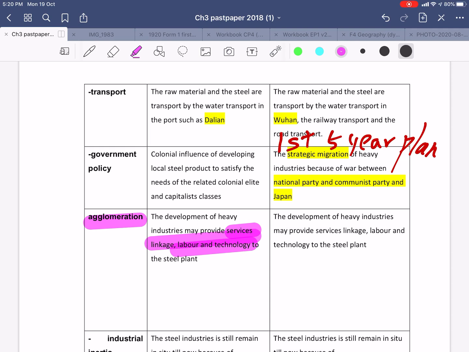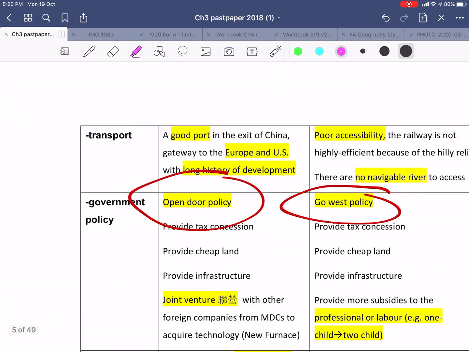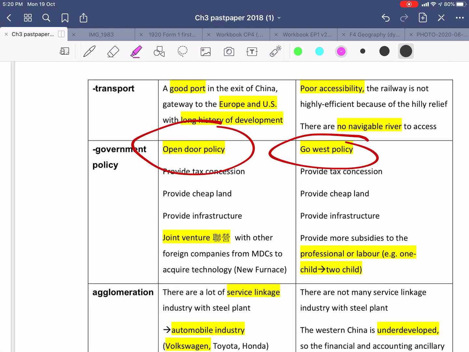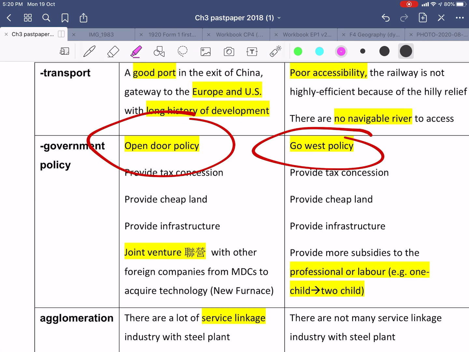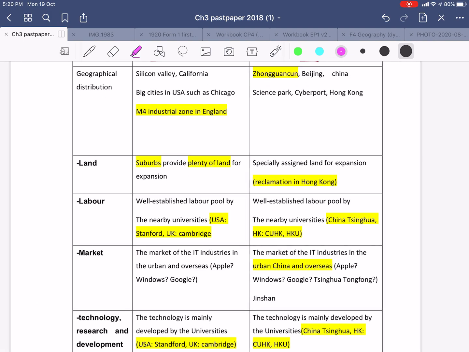For example, the first five-year plan made the iron and steel plants shift inland. Then the open door policy, let's see right here, yeah, open door policy, which is on your page 5, made the iron and steel industry move to the coastal area, such as Shanghai. And in the 2000s, the Go West policy made the iron and steel plants move to the western part of China. Okay, so that is for iron and steel plants in general.